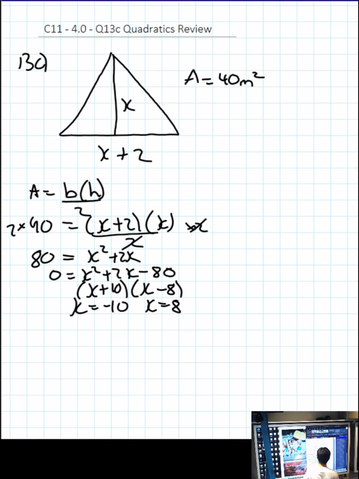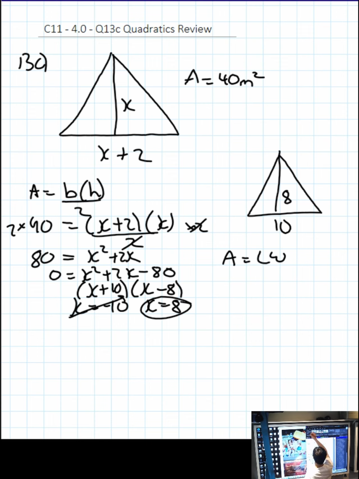And if we put negative 10 back into the diagram, we can't have a negative length. So we'll reject negative 10 and circle X equals 8. And we'll check our answer. Let's redraw the diagram. Smaller. And we have a base of 10 and a height of 8. And if we rewrite the formula for the area, A equals BH over 2, base times height divided by 2, then A equals 8 times 10 divided by 2 equals 40, check mark. So we found the x that will allow us to have a triangular area of 40.